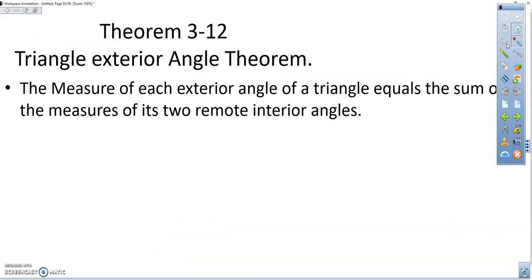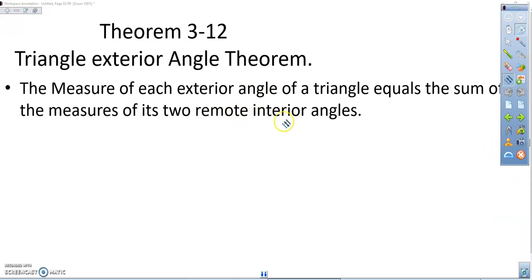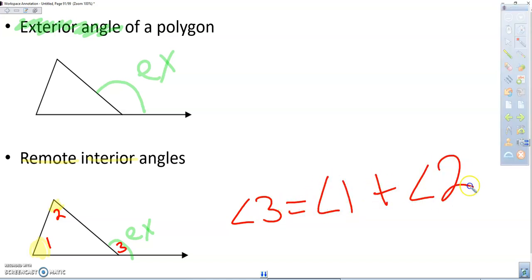Here's our theorem. This is pretty much the end of what we're looking at today. Let me change my line real quick. Triangle exterior angle theorem. The measure of each exterior angle of a triangle equals the sum of the measures of its two remote interior angles. So in this picture right here, if I called this angle 3, it would equal angle 1 plus angle 2. That is kind of a spoiler alert. The exterior angle equals these two over here.